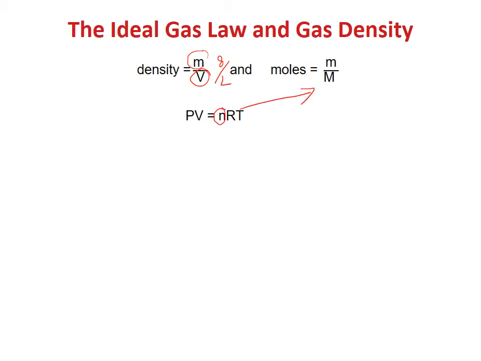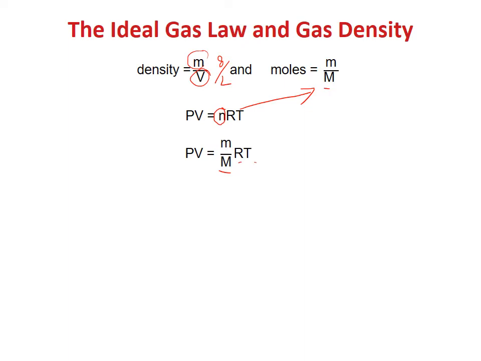The ideal gas law can be used to calculate the gas density. The gas density is defined as mass divided by volume, gram per liter. So let's start with the ideal gas law. PV equals nRT. n is the number of moles, which can be calculated by mass divided by molar mass, m over M. Okay? So the ideal gas law becomes PV equals m over molar mass times RT.